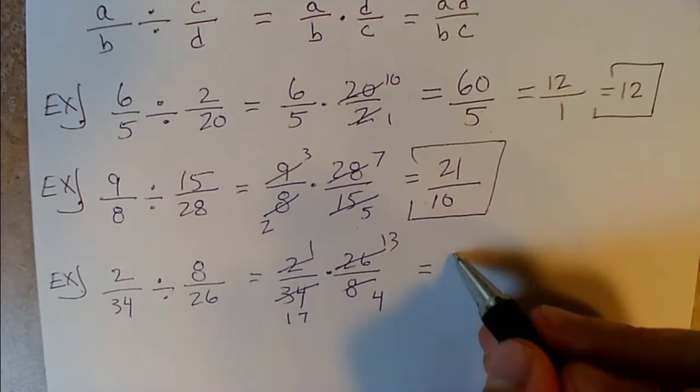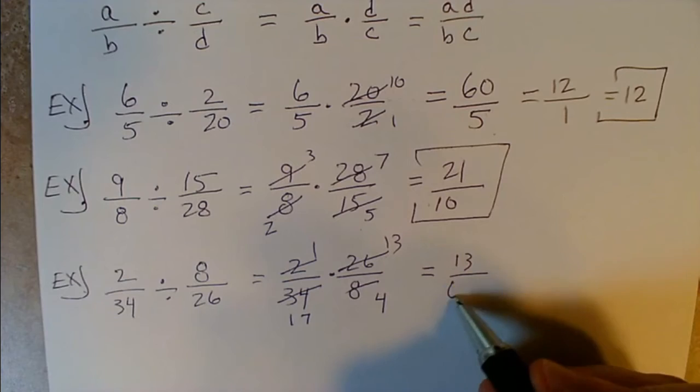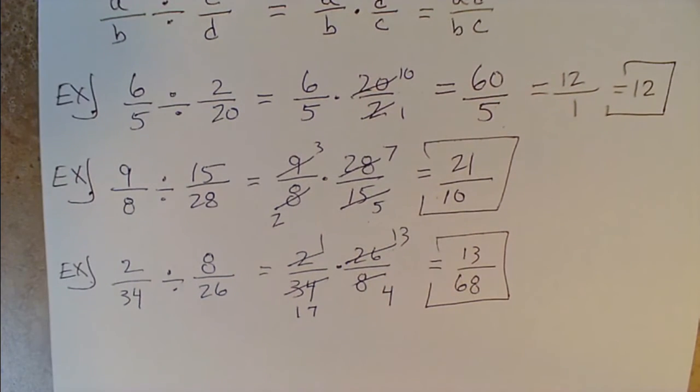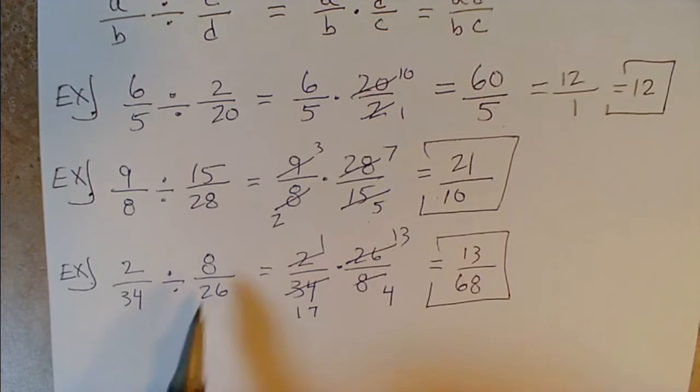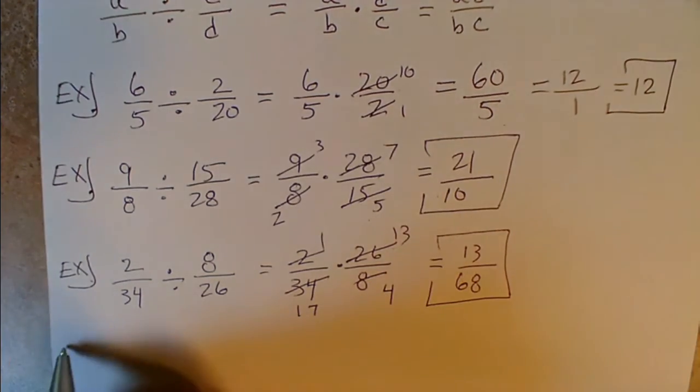So 1 times 13 is 13 on top. 17 times 4, well, that's 34 plus 34. I believe that's 68, like so. Those numbers are relatively prime. I don't think I can cancel anything from the top and bottom there. And so 2 over 34 divided by 8 over 26 is 13 over 68. Not just the number, but a simplified version of that number.